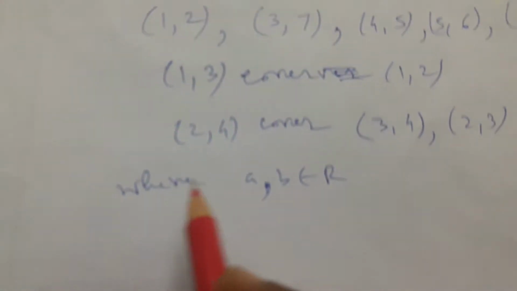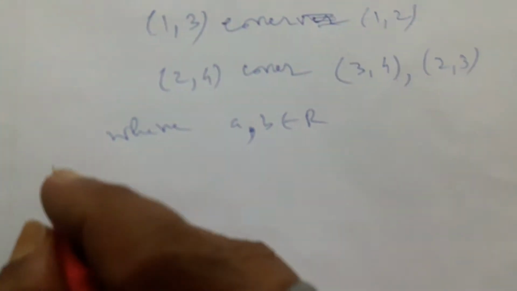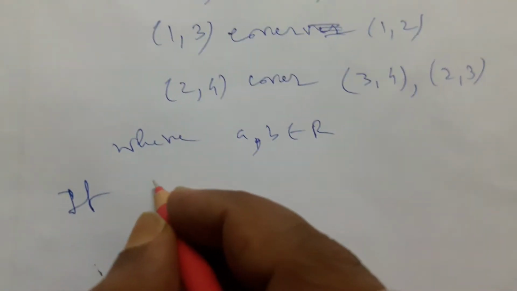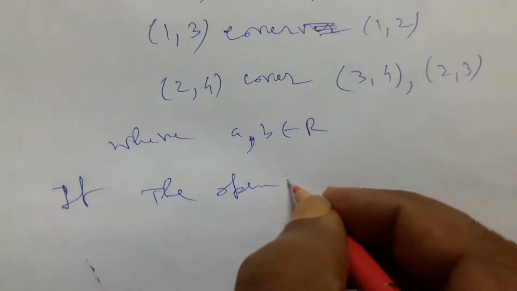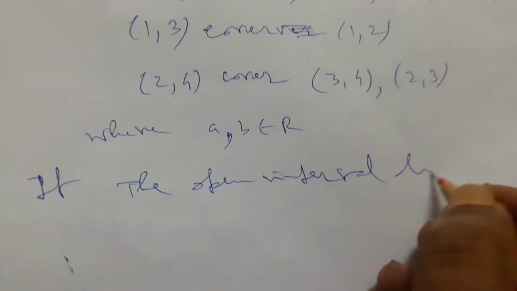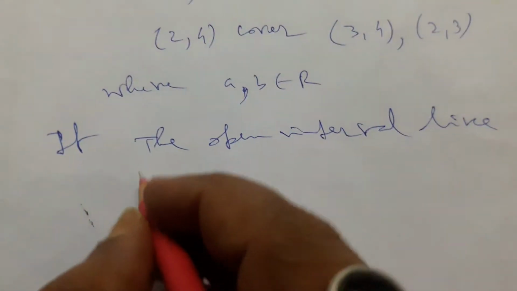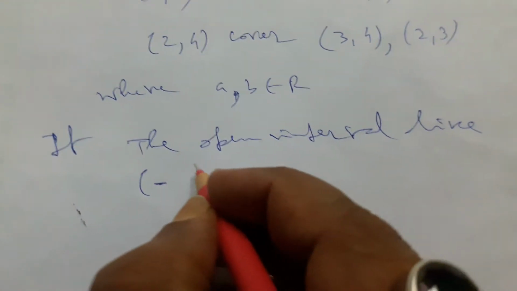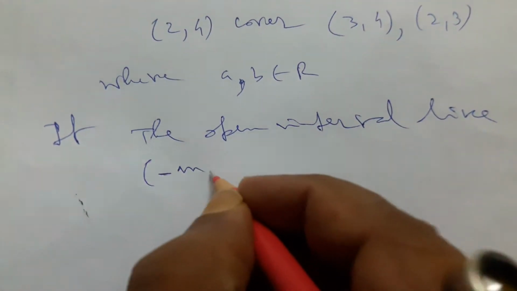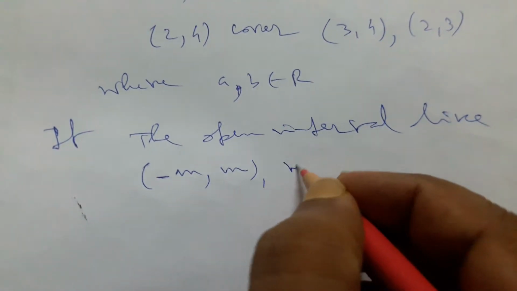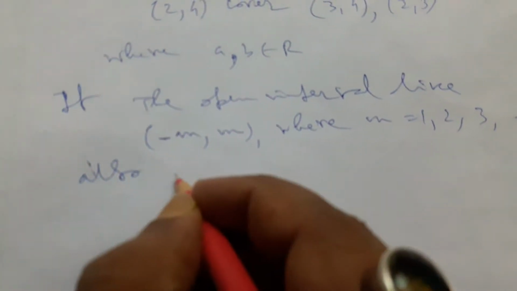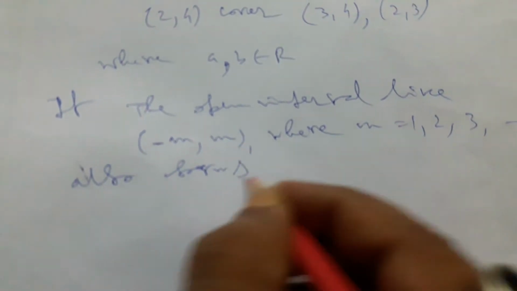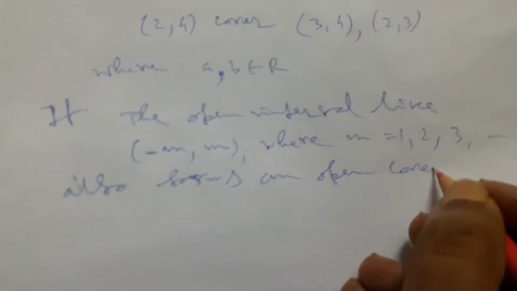And now in our definitions, the open interval (-m, m), where this m is 1, 2, 3, in this way, that also forms an open cover of R.